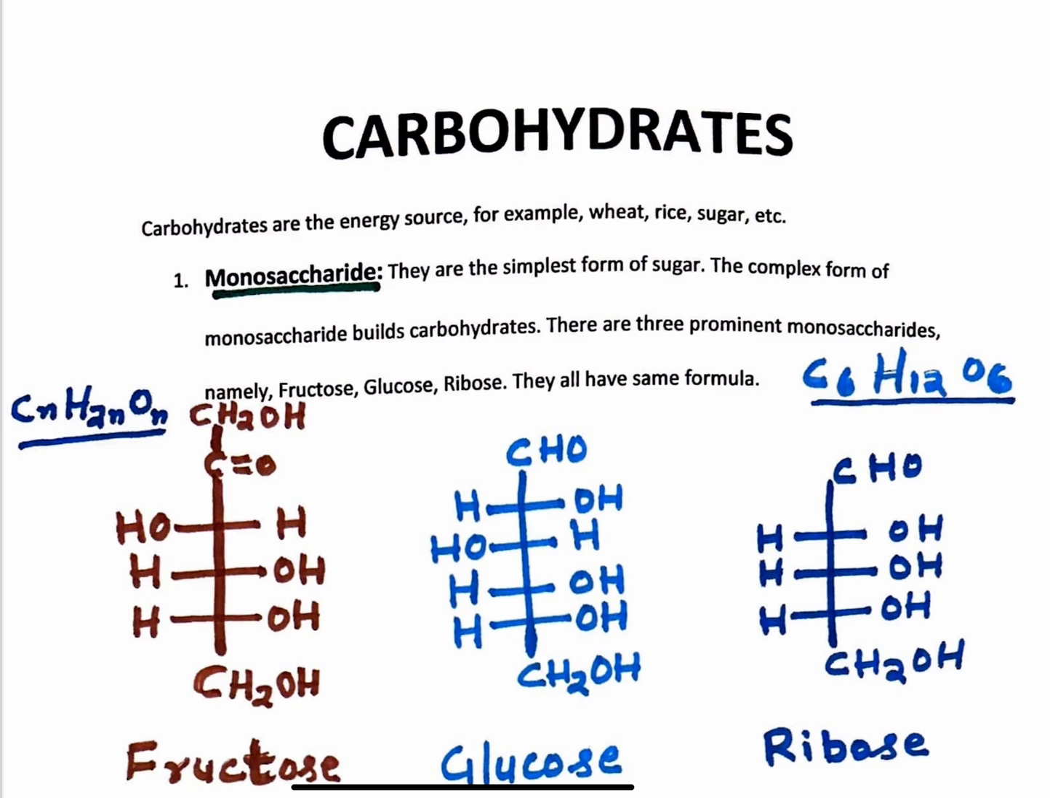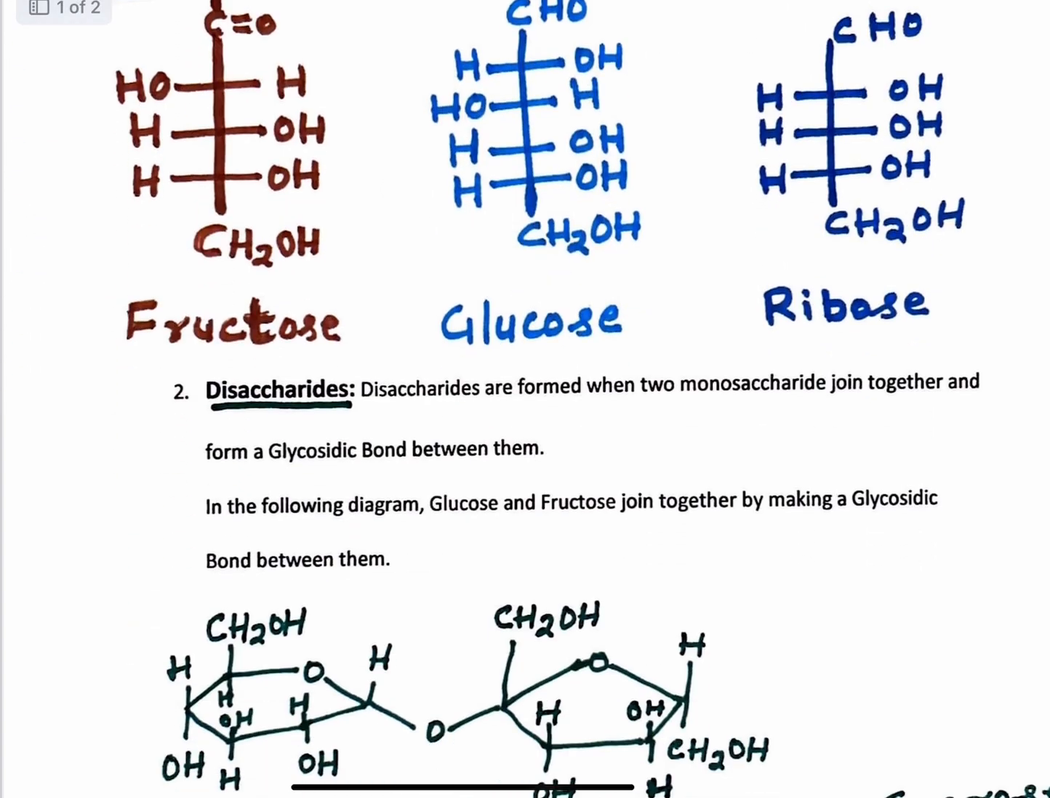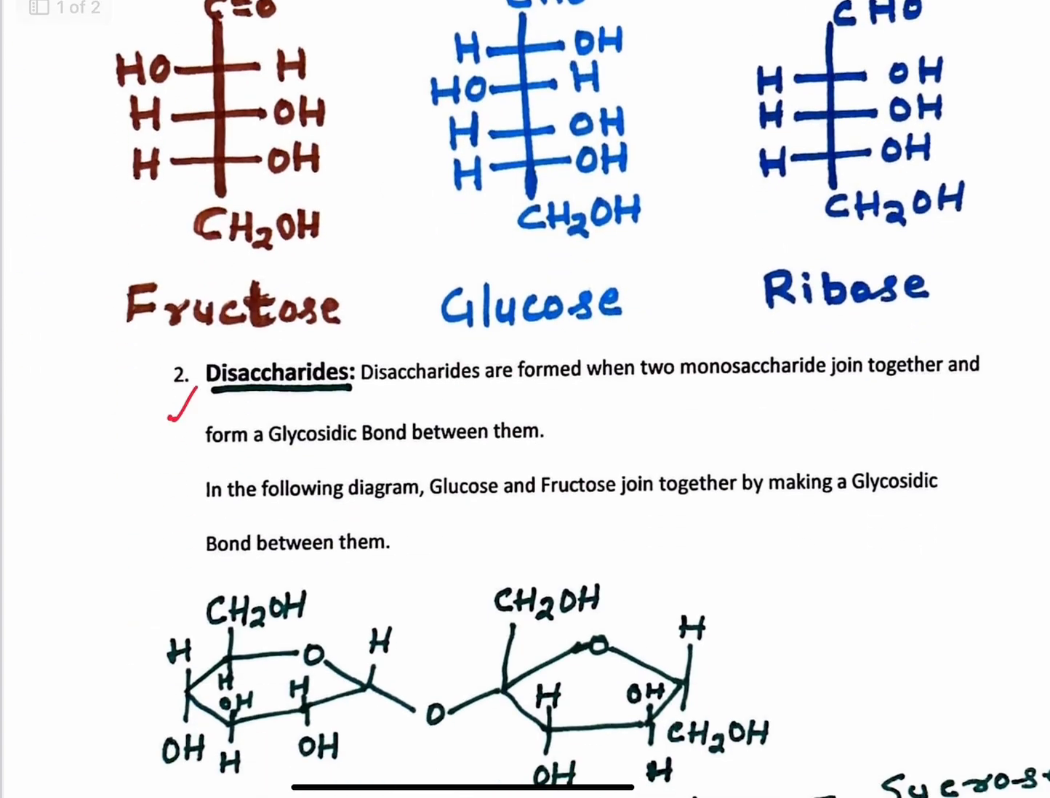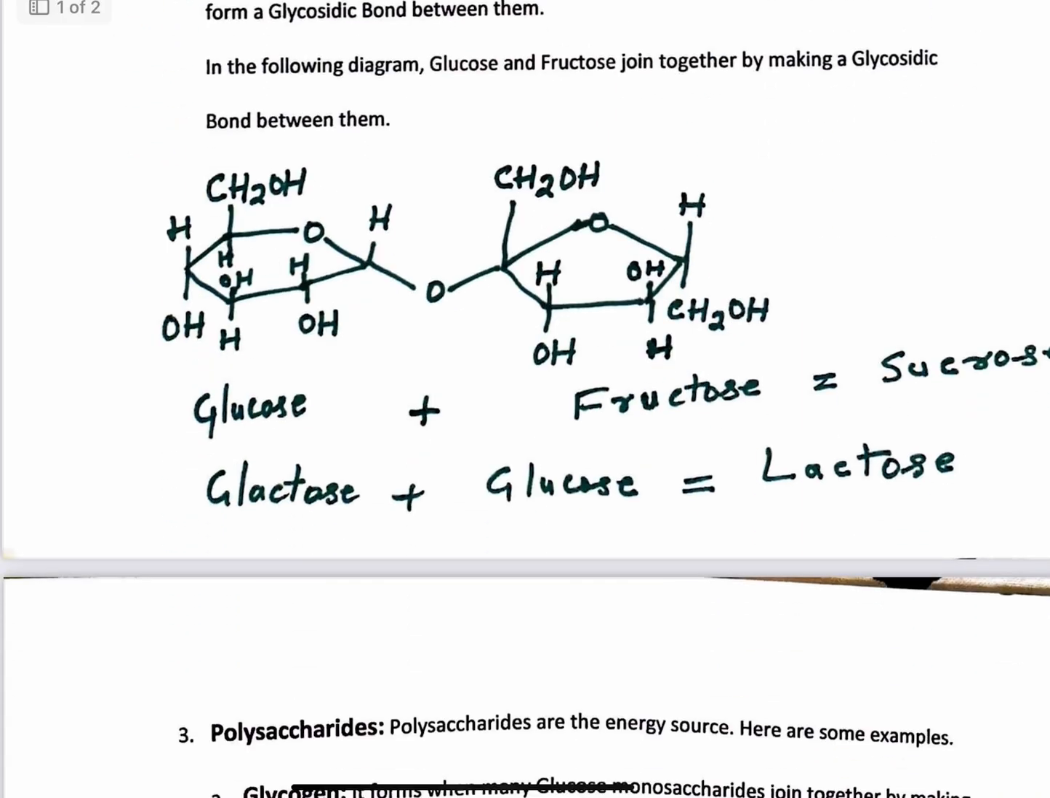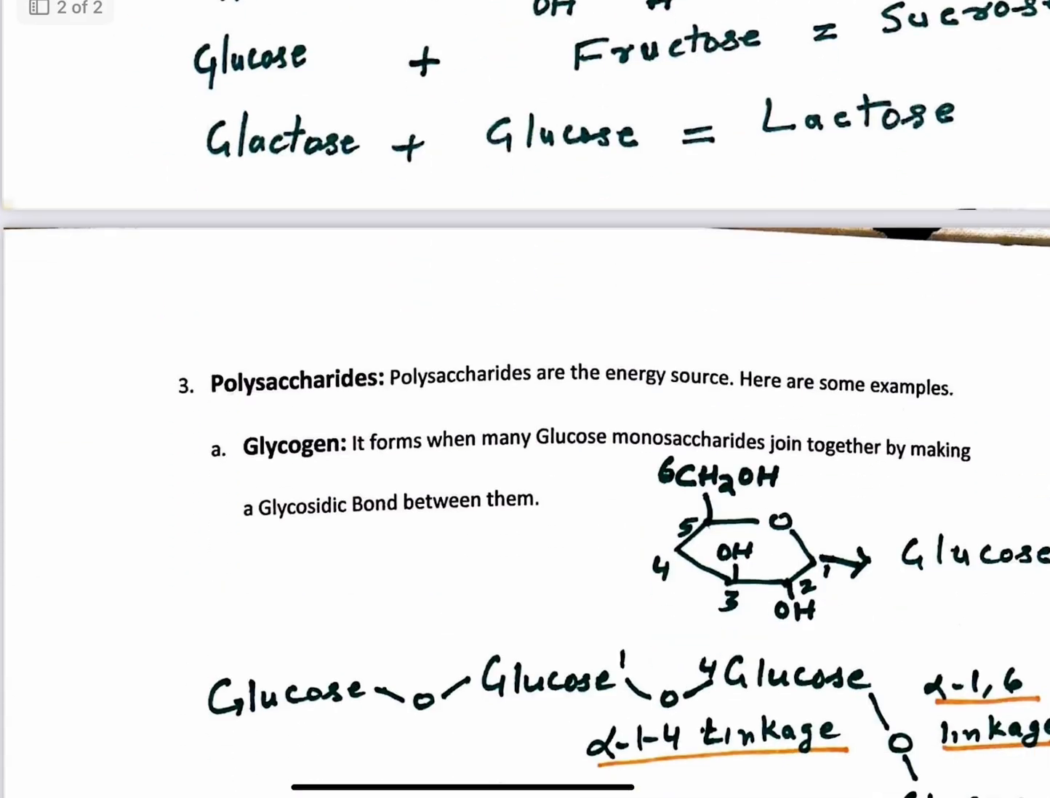So, as you know, carbohydrates are the energy source. For example, wheat, rice, and sugar. So, we're going to talk about three types of molecules that are essential to make carbohydrates. We're going to talk about monosaccharides, disaccharides, and polysaccharides.